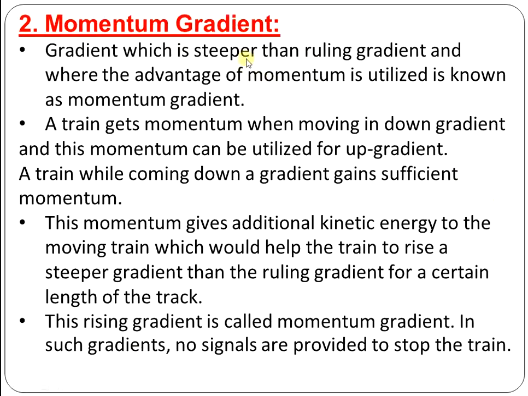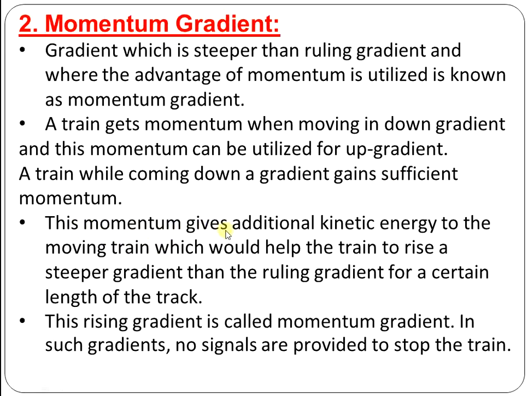Next is the momentum gradient, the second type of gradient. The gradient which is steeper than the ruling gradient, and where the advantage of momentum is utilized, is known as the momentum gradient. The train gets momentum when moving down a gradient, and this momentum can be utilized for the up gradient. A train while coming down a gradient gains sufficient momentum. This is the down and up position.